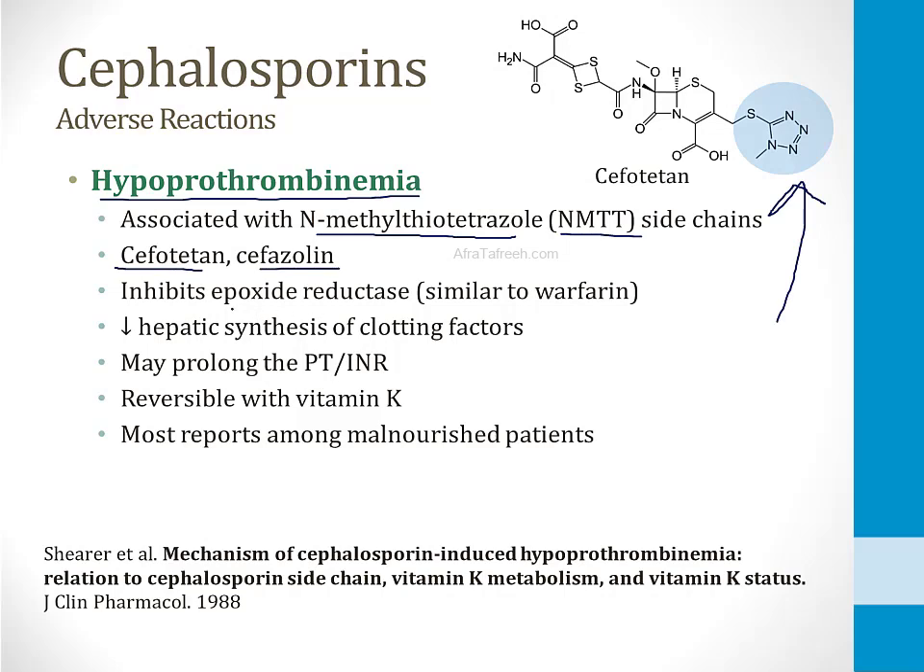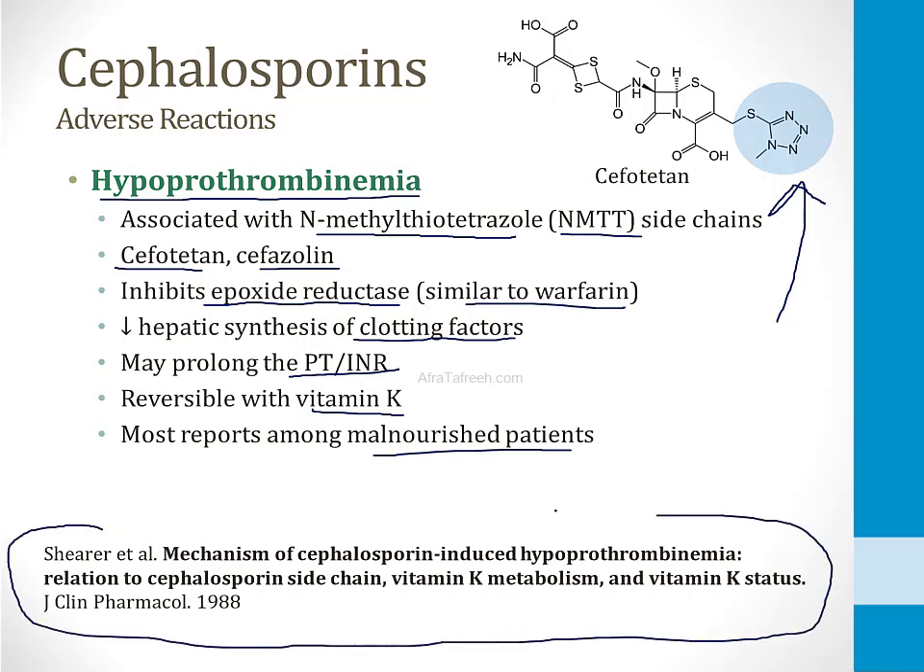These side chains can inhibit epoxide reductase. This is the same way that warfarin works. This leads to a decrease in hepatic synthesis of vitamin K-dependent clotting factors, and it may prolong the PT-INR. It's reversible if you give the patient vitamin K, and most of the reports of this complication occur among malnourished patients who are already depleted in vitamin K and then are administered a cephalosporin with this type of side chain. If you want to read more about this rare complication, I've listed an article at the bottom of the screen.